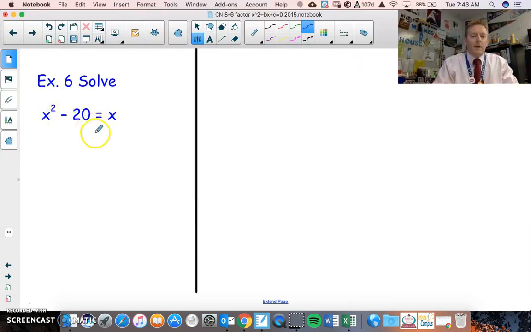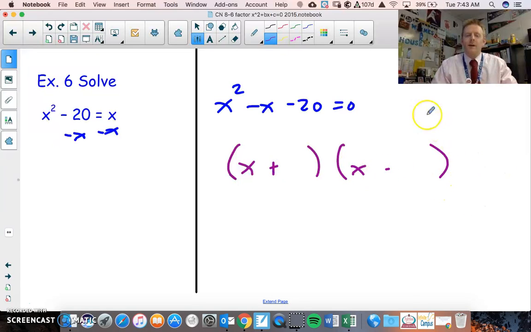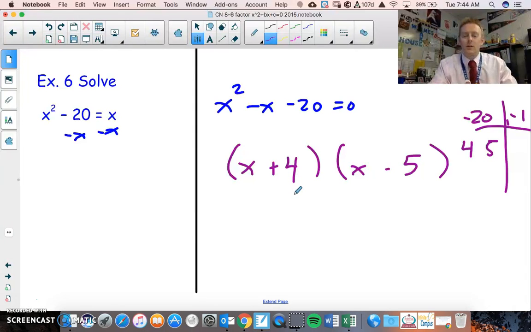Same idea for this one. We've got to subtract x from both sides to get it so it equals 0. So it's going to say x squared minus x minus 20 equals 0. And then similar to the last problem, we're going to have x plus something, x minus something. Our t-chart says that we're going to multiply to make a negative 20, and we're going to add to make a negative 1. So when we do those things, we're going to have a 4 and a 5 again because they're close together. And just like last time, the negative number has to be bigger, and the positive number has to be smaller in order to be a negative 1.